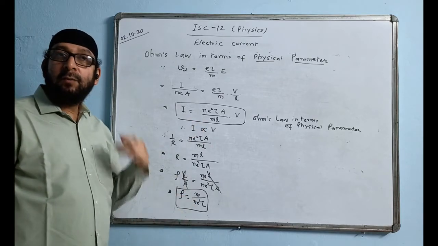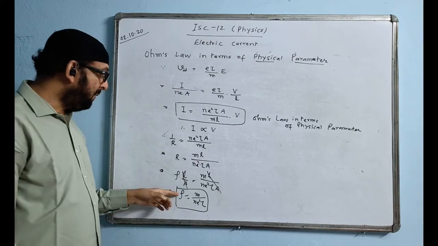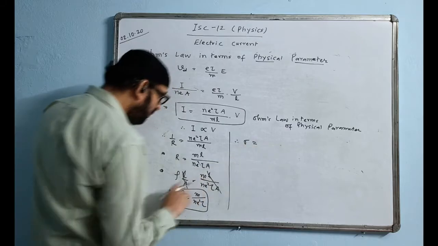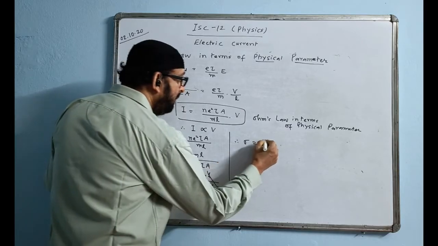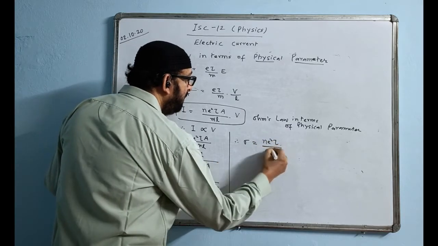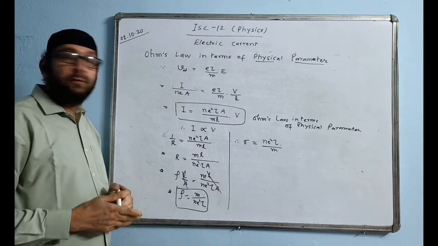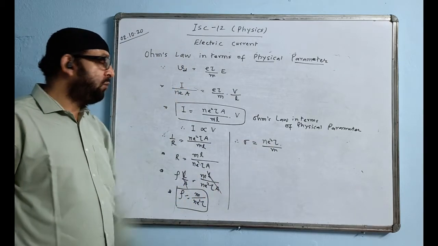If they ask you to find the formula of conductivity, sigma will be what? The reciprocal of this. Therefore sigma is equal to the reciprocal, that means the answer becomes n e squared tau divided by m. This is the value of conductivity, or the equation for conductivity: sigma is equal to n e squared tau by m.